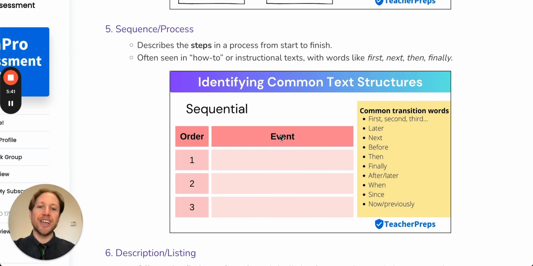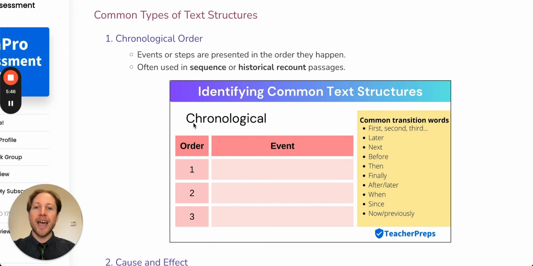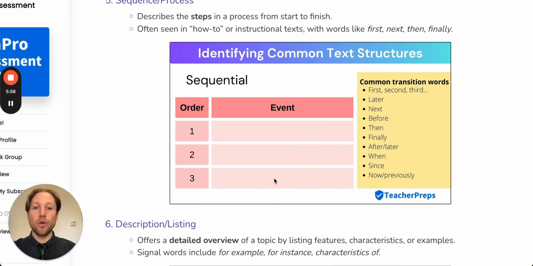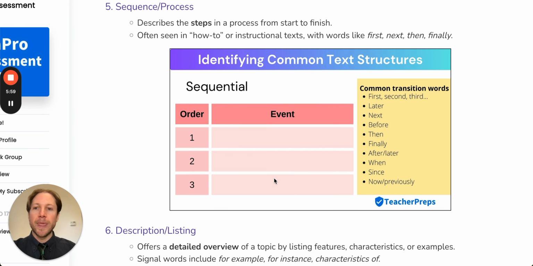All right, now let's go on down to the fifth, which is sequence and process. I want to bring your attention to the fact that the sequential illustration is the same as the chronological. The difference is that chronological is presented in the order that events happen, whereas a sequential text structure describes steps as a process from start to finish. We can think of these, for example, like a recipe book. Now, again, notice they have common transition words. So if on exam day you find a text structure that uses these, be aware that it's probably sequential.